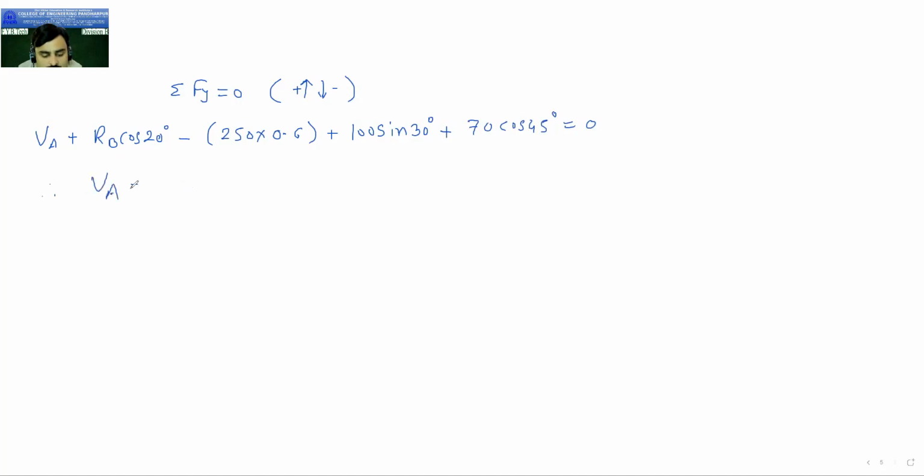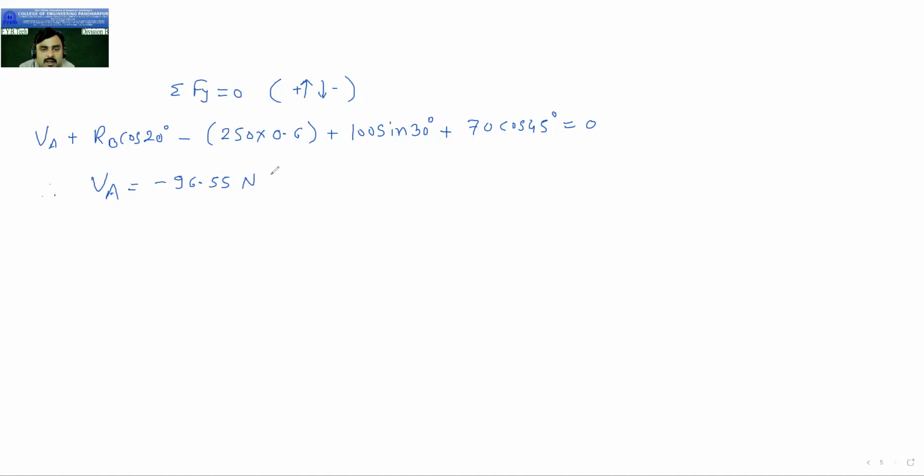After solving this, what is the value of VA? It is minus 96.55 Newton. Please check and confirm this answer. Yes, sir, minus 96.55. Okay, so this is the answer.